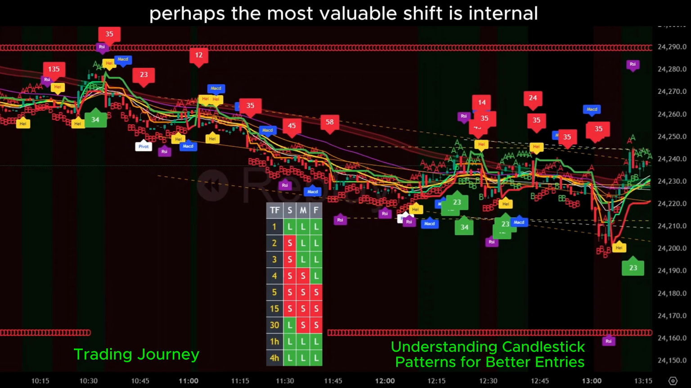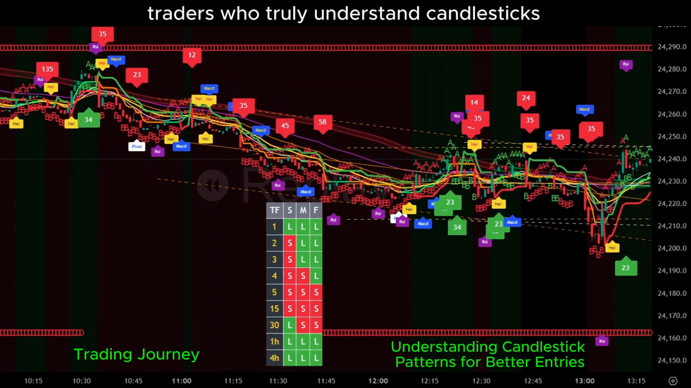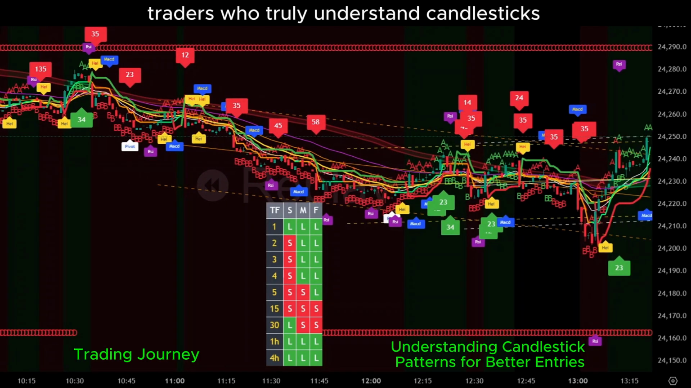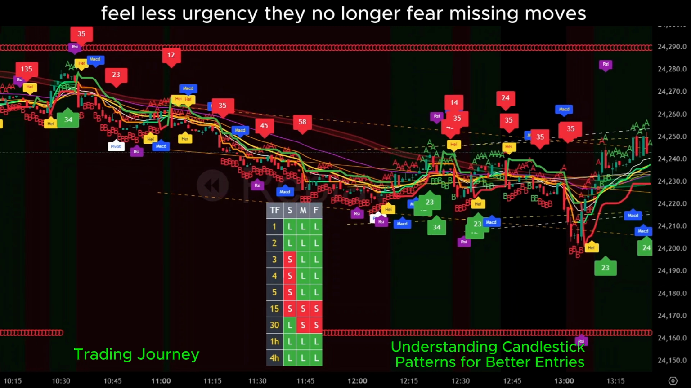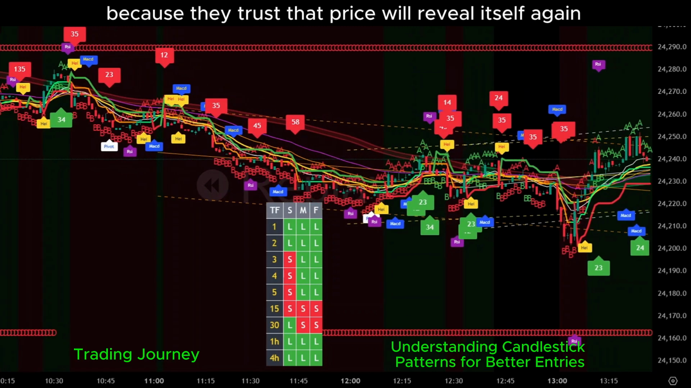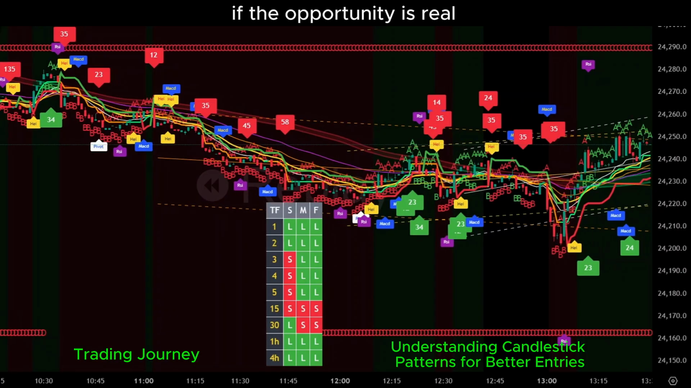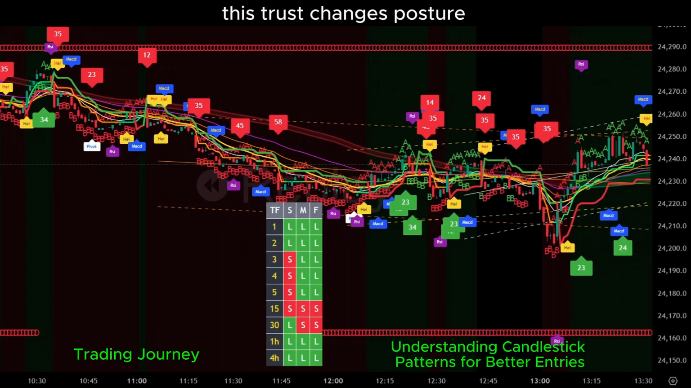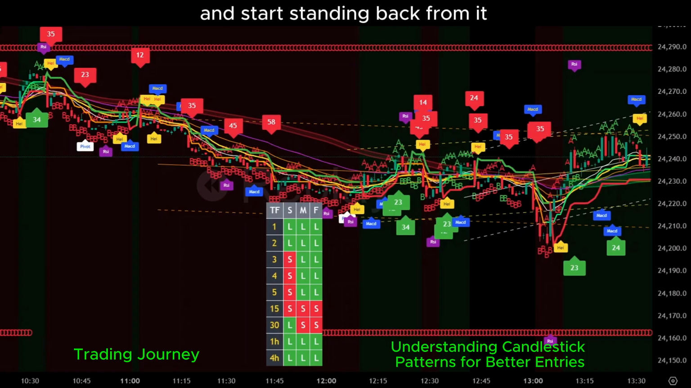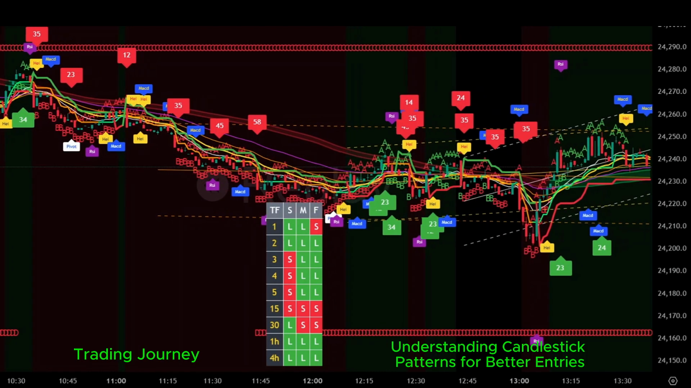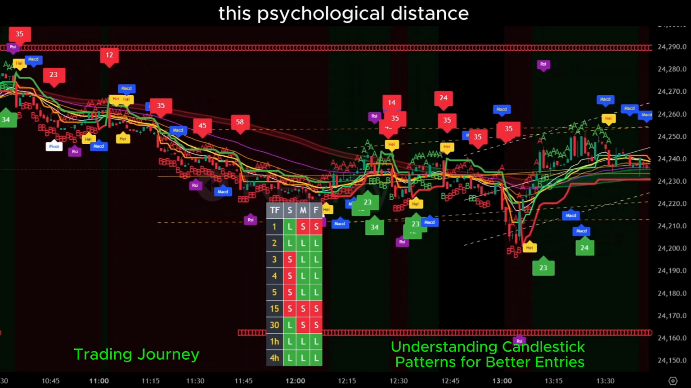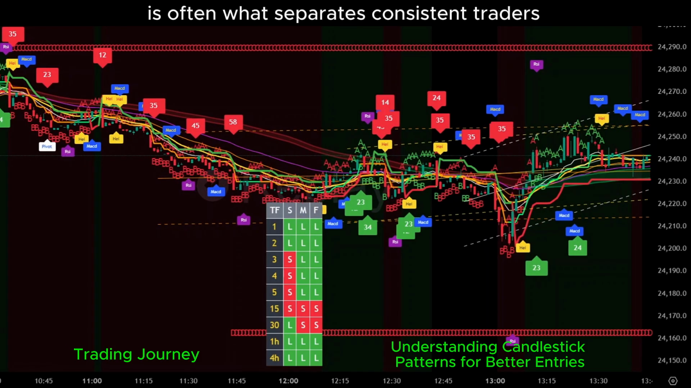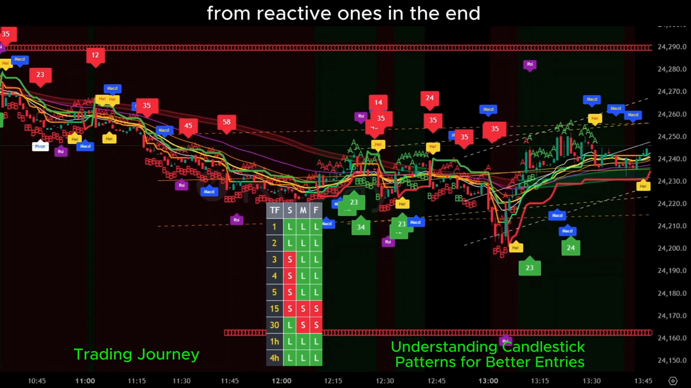Perhaps the most valuable shift is internal. Traders who truly understand candlesticks feel less urgency. They no longer fear missing moves because they trust that price will reveal itself again if the opportunity is real. This trust changes posture. You stop leaning toward the market and start standing back from it. Entries become invitations rather than pursuits. This psychological distance is often what separates consistent traders from reactive ones.